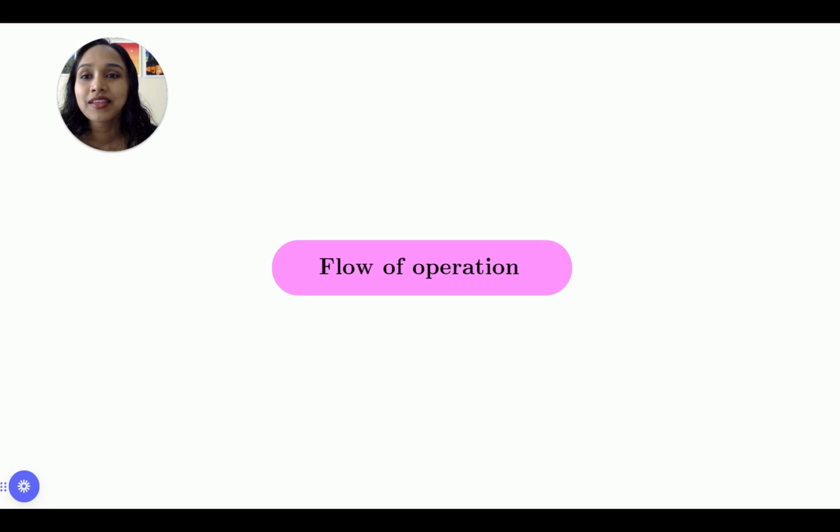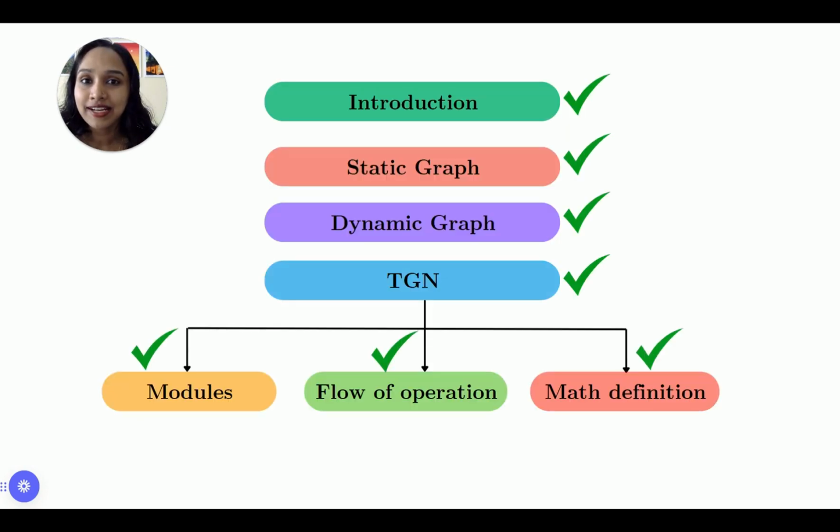Now, in this lecture, we had a gentle introduction to temporal graph networks. We learned what a static and a dynamic graph is. We explored the different modules of TGN. We analyzed the flow of operation of these modules in TGN and how a TGN works. And we also had a gentle introduction to the mathematical definition of all these modules in a temporal graph network. Now, let us see a very good numerical example of how TGN works, and it will be very useful in learning temporal graph networks.